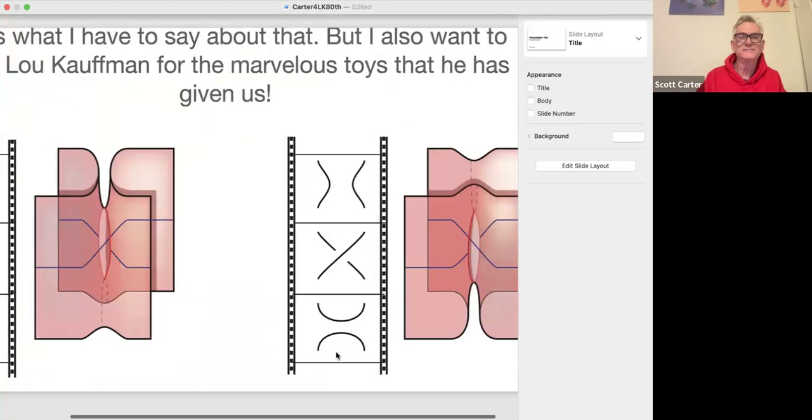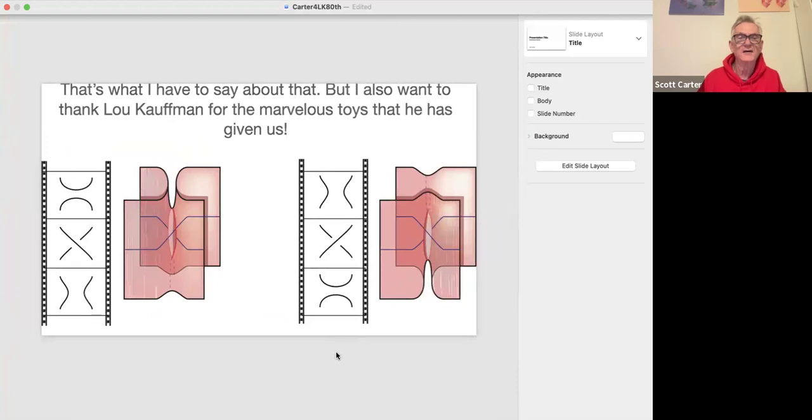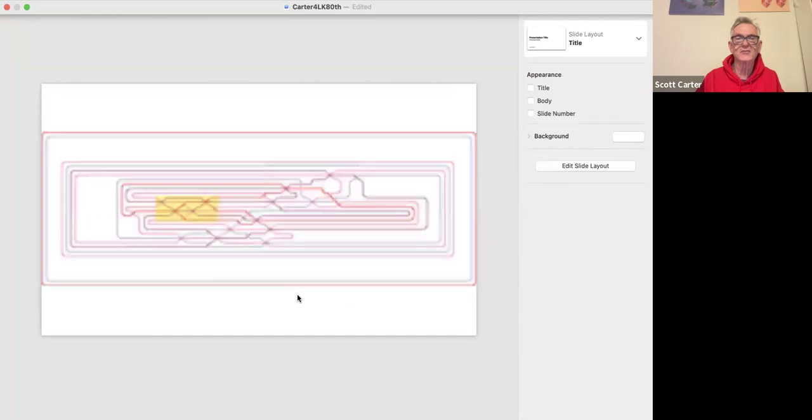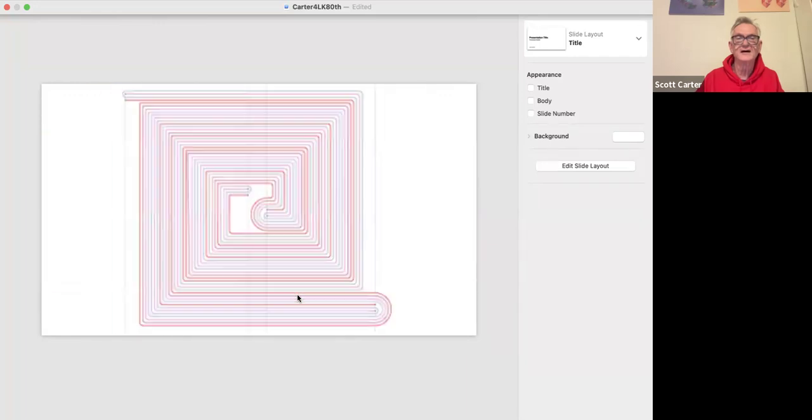Okay, so that's pretty much all I have to say. But I also want to thank Lou for giving us the marvelous toys that he's given us. One of the toys, of course, is the bracket. And in my strange way of thinking, I like to think about the bracket as corresponding to a Mobius band sitting in 4 space as part of a cross cap. And I guess I want to go back and say one more thing.